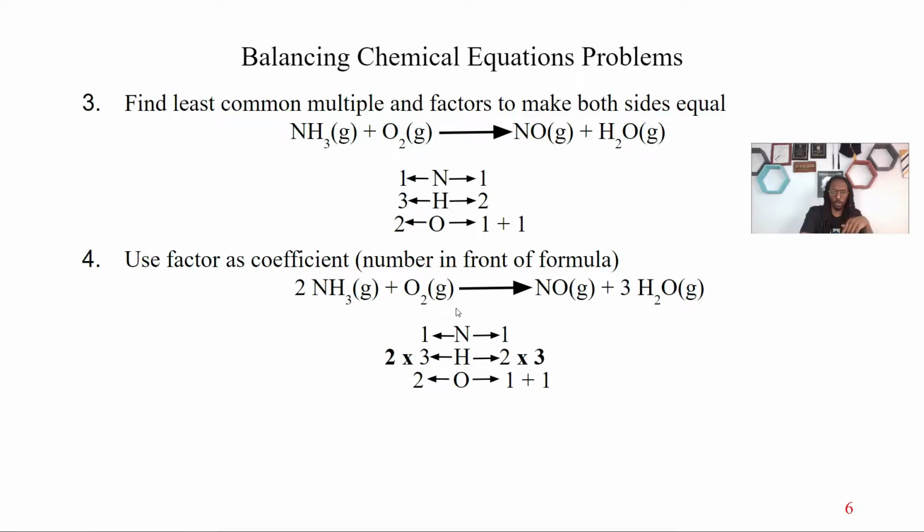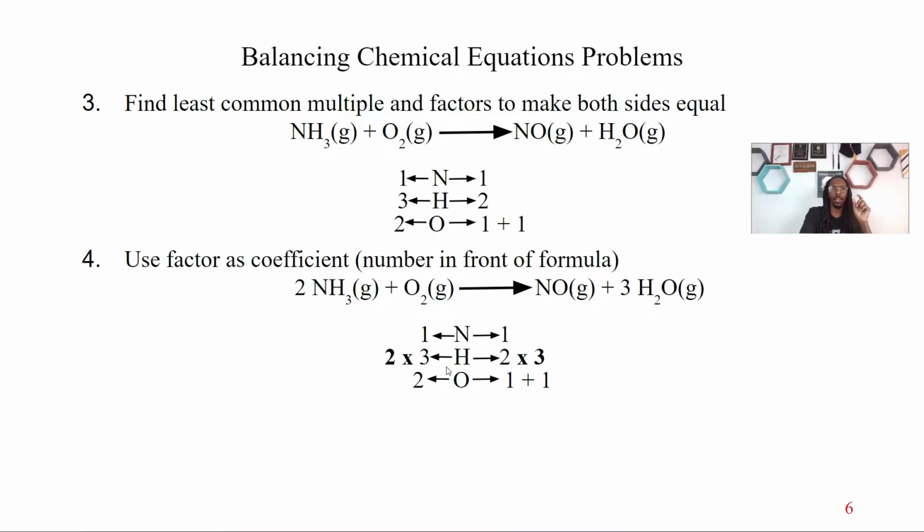So the next step says to use the factor as a coefficient. So the number in front of the formula, right? Like I mentioned, in order to get to 6, I've got to multiply by 2. In order to get to 6 on this side, from my product side, I've got to multiply it by 3. So these factors, I'm going to use as coefficients.